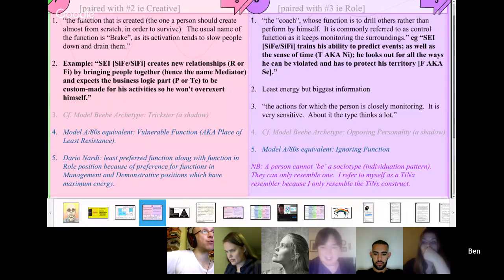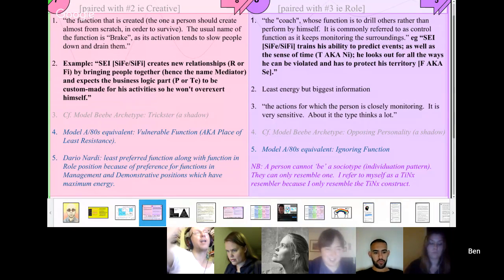So just like the launcher function, there's a lot of information for this. So the type thinks about it a lot. And this is a direct quote from Victor. The actions for which the person is closely monitoring, it is very sensitive about it. The type thinks a lot. That's a little bit at odds with this sort of mental vital ring distinction in Model A. We'll go into that in future because we've not got enough time for it. And then we've got my thing down there in purple. A person cannot be a sociotype. They can only resemble one.